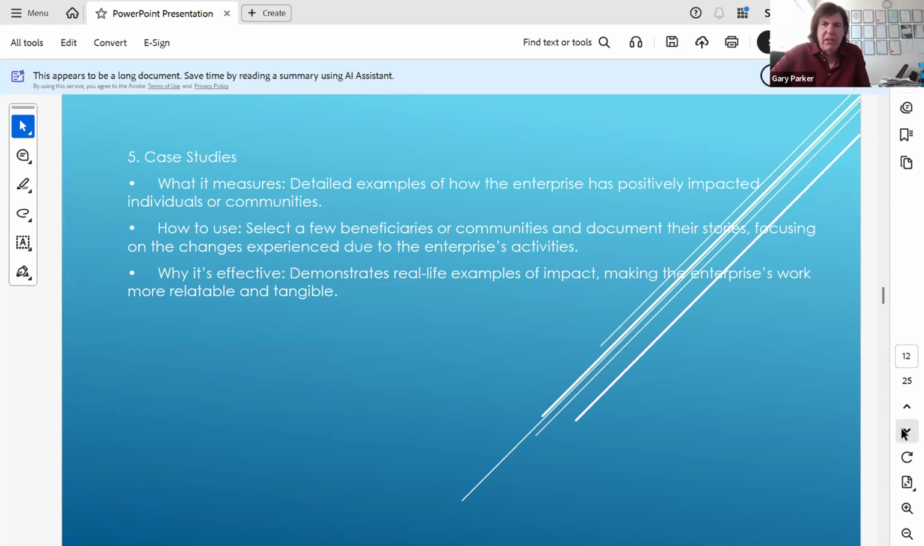And stories, people are always interested in people's stories because everybody is different. Everybody's life experience is different, and people can relate to these experiences and impact.